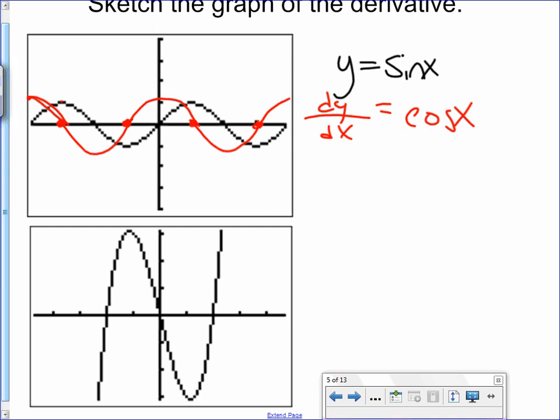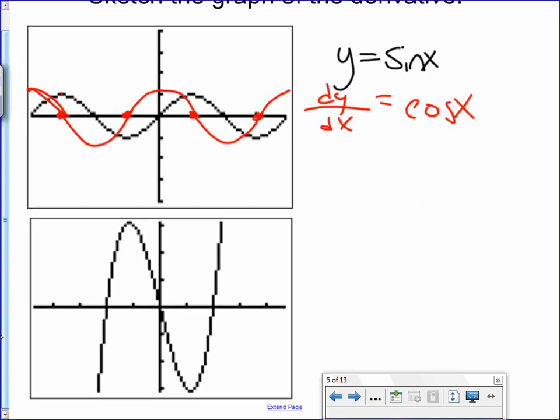I want you guys to try to sketch the derivative of this one. Start out where it's 0, and then try to look at each interval. Think about if it would be positive or negative. Maybe imagine some numbers.